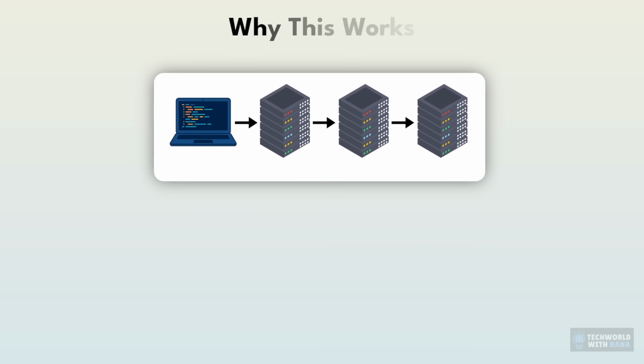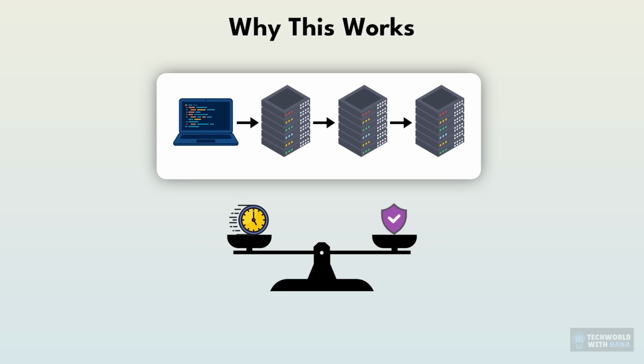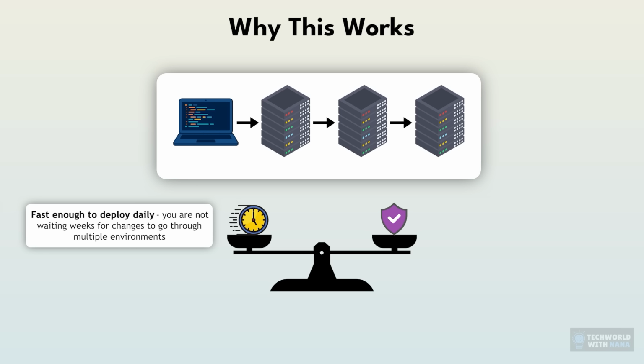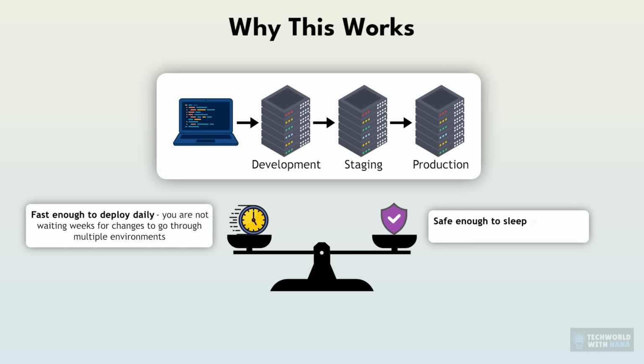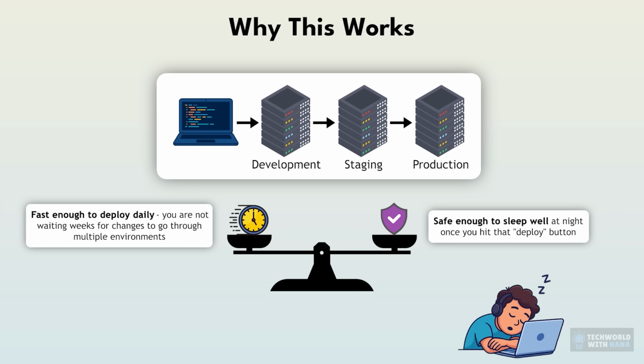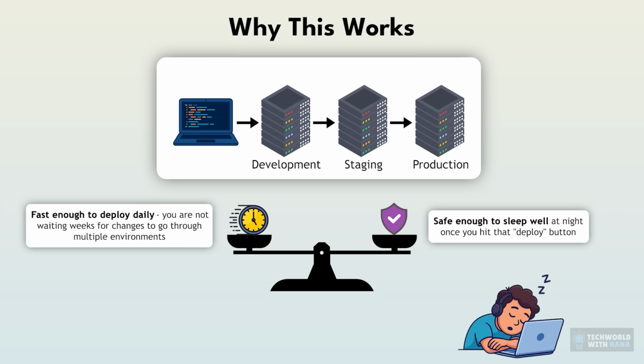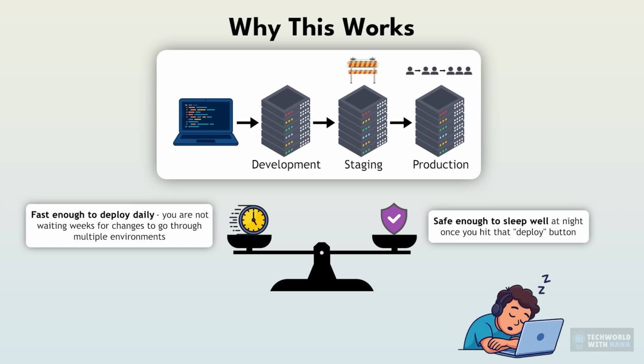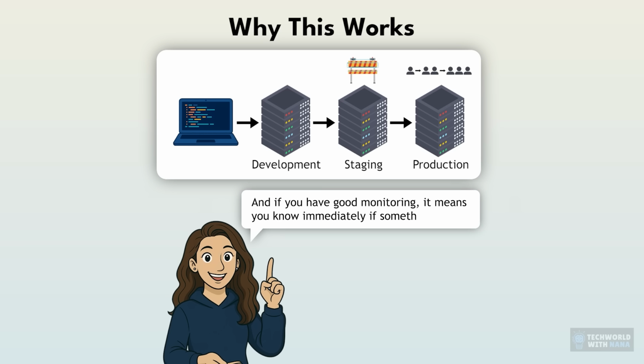So the practical approach kind of balances speed and safety. It's fast enough to deploy daily. You're not waiting weeks for changes to go through multiple environments. So a typical feature might move from dev to staging to prod in 2 to 3 days, but it's safe enough to sleep well at night once you hit that deploy button, because staging catches major issues and gradual rollout catches production-specific issues quickly. And if you have good monitoring, it means you know immediately if something breaks.